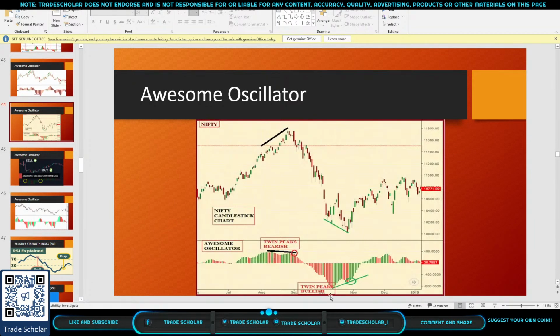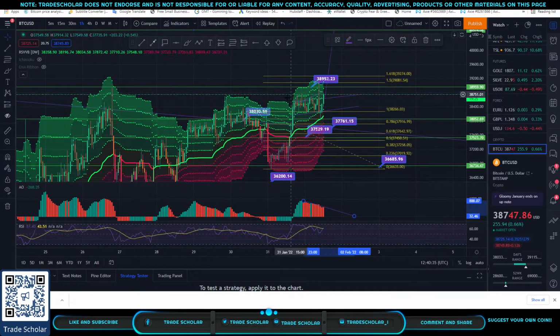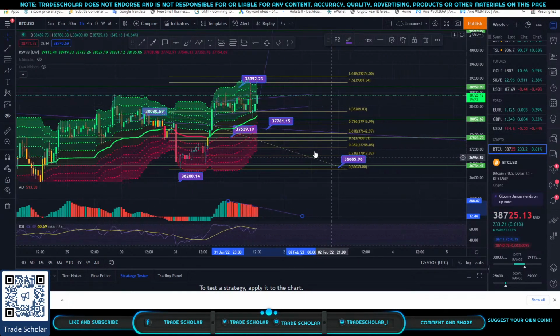The same with the bullish twin peaks: lower low in price, but the volume is a higher low. So even though it's going down, our volume is not enough, so it went to the other side. Bullish divergence, it went to the upside. The same thing is printing right now in our 1-hour time frame.